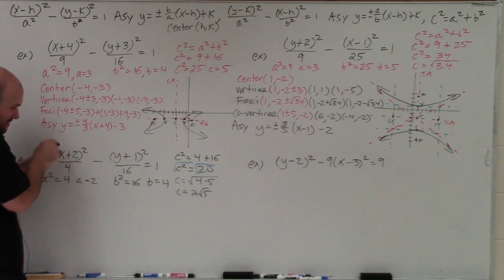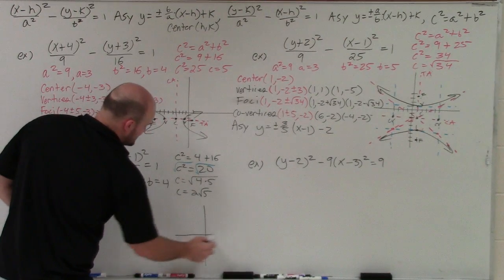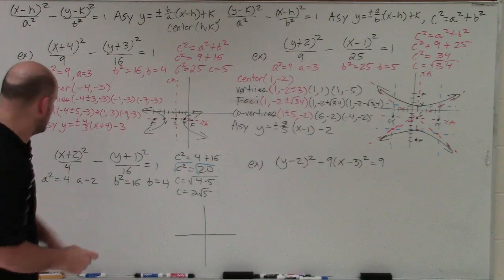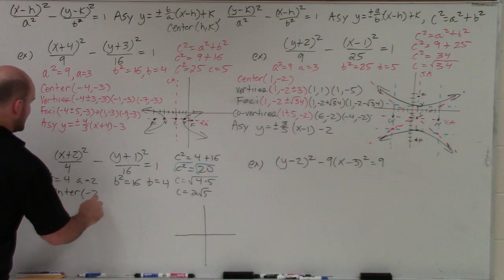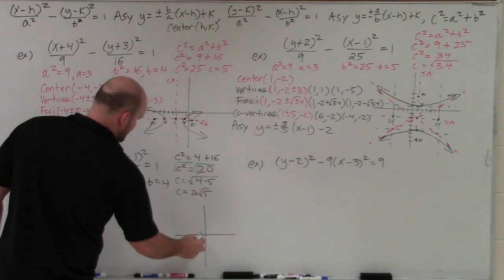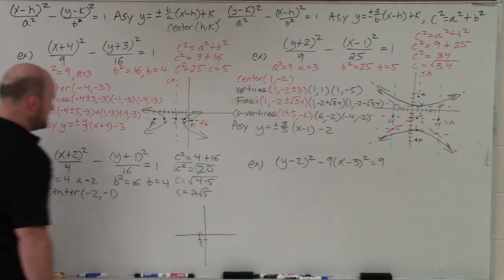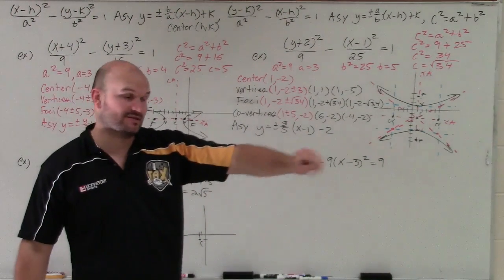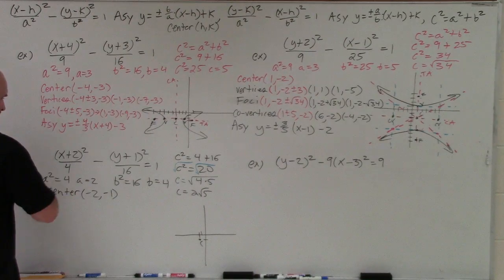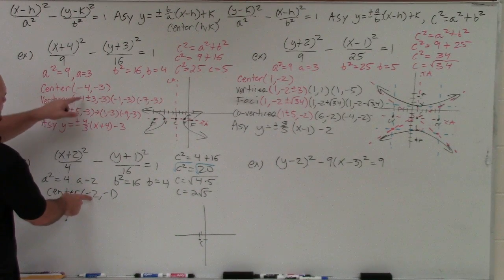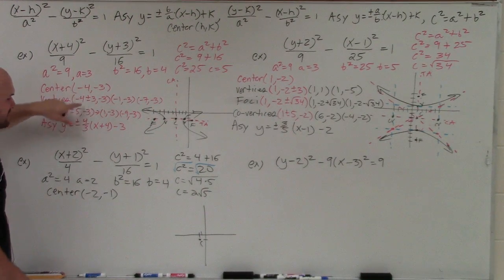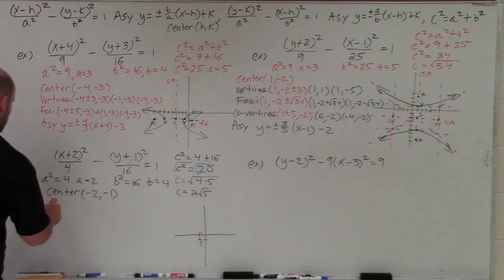I notice that my a is under my x, so I'm going to have a horizontal transverse axis. Next thing I want to do, I want to write down the center. Center in this case is going to be at negative 2, negative 1. So I go negative 2, down 1. Plot the center. I know that my transverse axis is horizontal. So therefore, I'm going to be going left and right. That means I'm going to define the foci and my vertices. I'm going to be adding and subtracting a to the x-coordinate of the center. Notice how I'm adding and subtracting to the x-coordinate of the center. That's what happens when it's a horizontal.